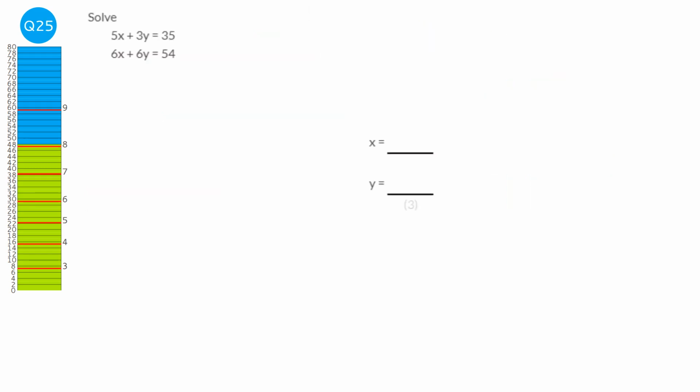So the first thing we notice is the coefficients of the x's and the coefficients of the y's are different. But if we look at the y's, they are very similar. So we've got 3y and we've got 6y. So all we need to do is times everything in the top equation by 2, and then they'll be matching. So we're going to write out the first equation again, and we're going to multiply everything in it by 2.